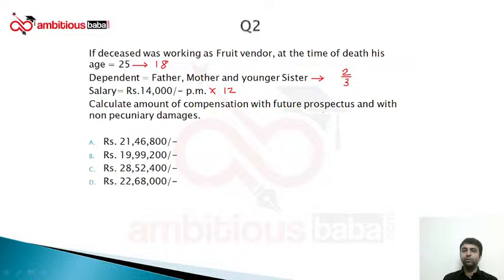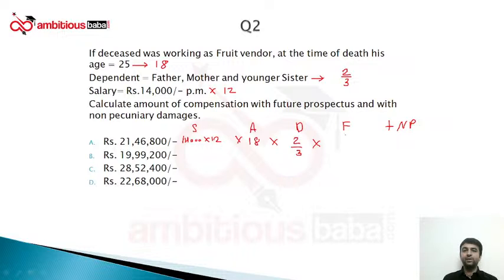Now in this question it is with future prospects and with non-pecuniary damages. So the formula remains same as A D F, and I will write plus NP because these damages are straight away added. It is not a multiplier. Non-pecuniary is not a multiplier. So 14,000 multiply by 12 multiply by age factor, which is 18, multiply by dependency factor, which is 2/3, and multiply by future prospects.